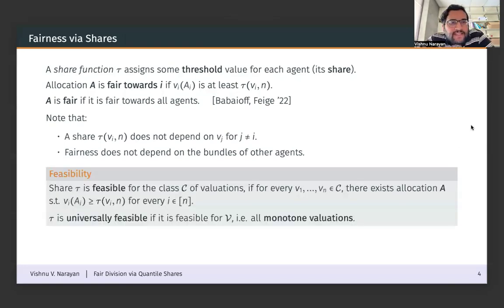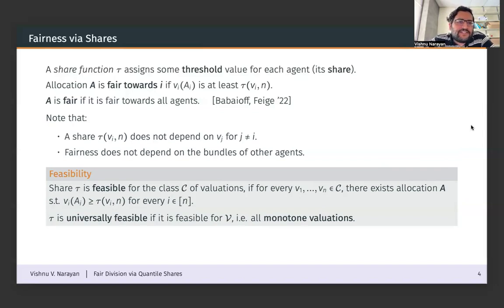So the main thing you want to study in the fair shares literature is whether a share is feasible, of course. So a share tau is said to be feasible for a class C of valuations if for every profile of valuations in that class, so for every instance where the agents' valuations belong to that class, there is an allocation that gives every agent at least its share. And we say that tau is universally feasible if the class C of valuations is all monotone valuations. So it's feasible for all monotone valuations.